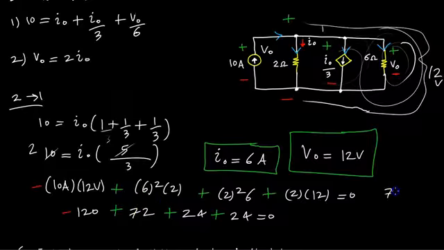Let's double check. 72 and 48. Let's just write it out. That's a 2, that's 10. That's a 5 and 7. That's 12.